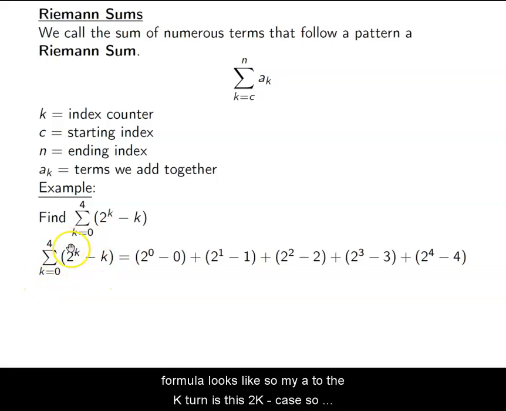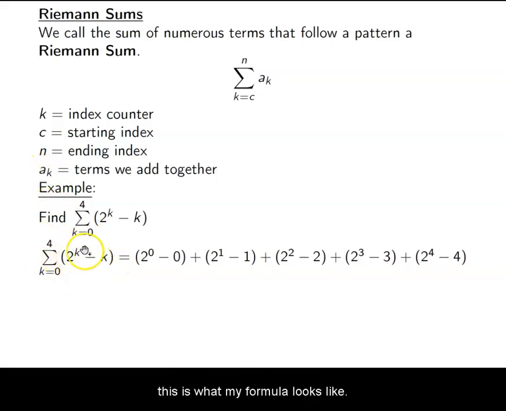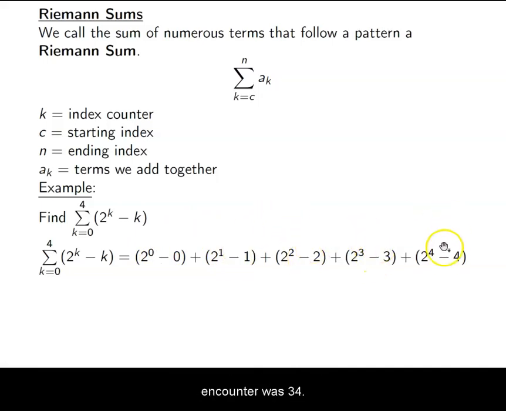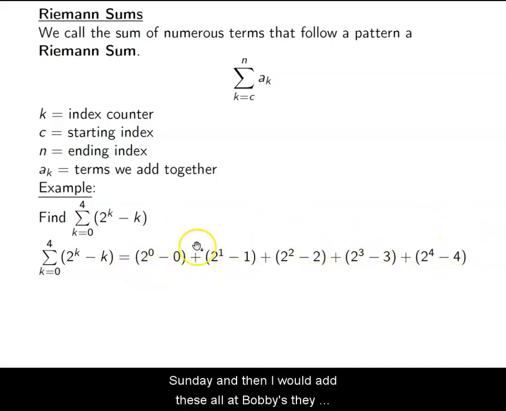This is what my formula looks like. So my a_k term is 2^k minus k. Each time I evaluate on my counter, I'm plugging in my counter value, right? So my counter was 0, my counter was 1, my counter was 2, my counter was 3, my counter was 4, until I'm done.